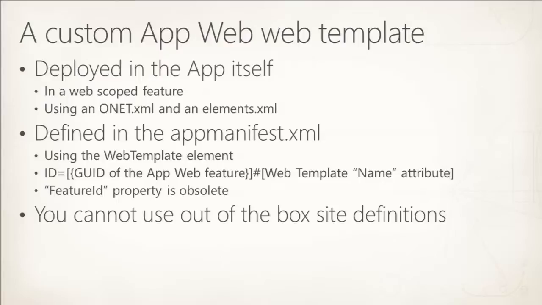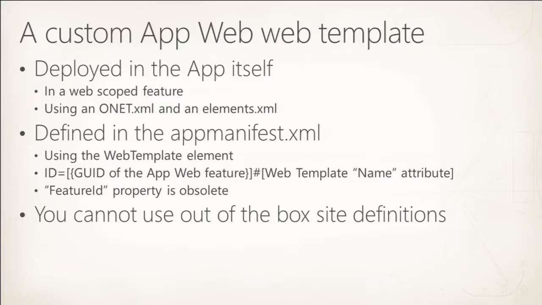You still use, if you're creating a web template for your app web, the onet.xml and an elements.xml file. That's the same. And you have to define your web template, the one that you want to use to create your app, in the app-manifest.xml file. That app-manifest.xml file also has a web template element, but it's not the same element as the web template element in the features. So this is just there to define the web template that you want to use to create a site. So what you will do is you use the web template element and specify an ID, which again will be the GUID of the app web template feature, and then the web template name attribute.